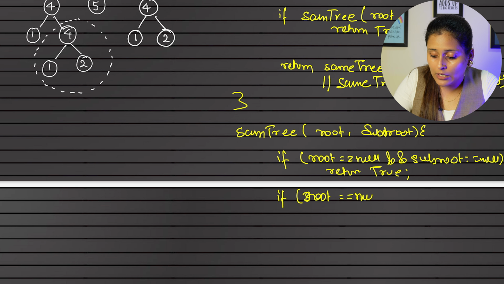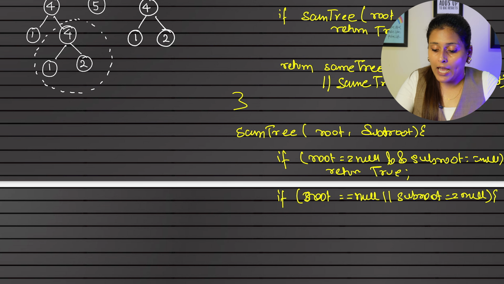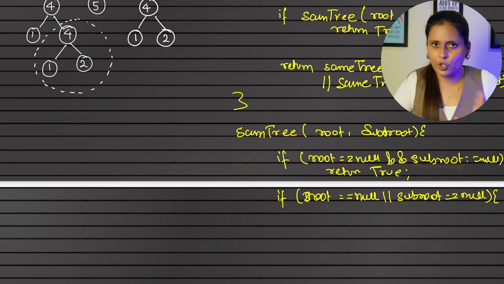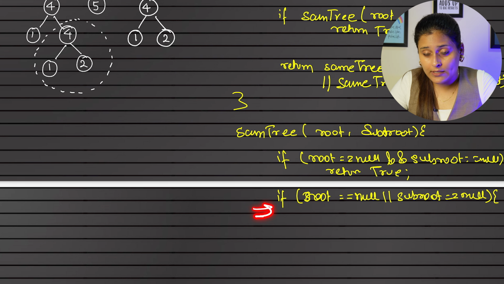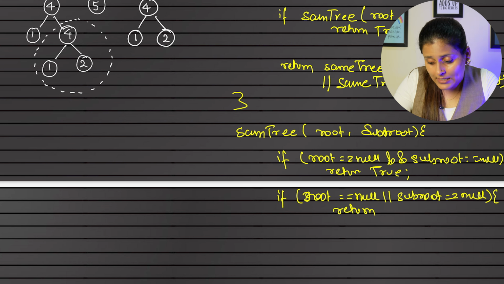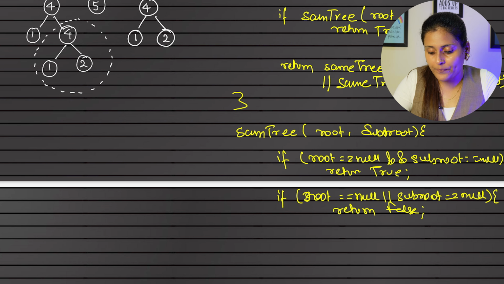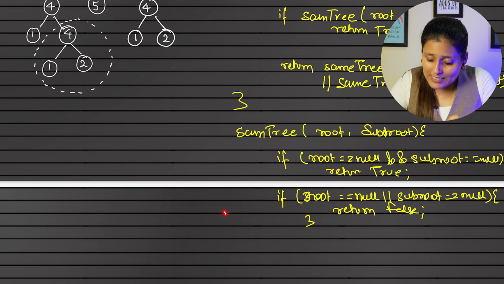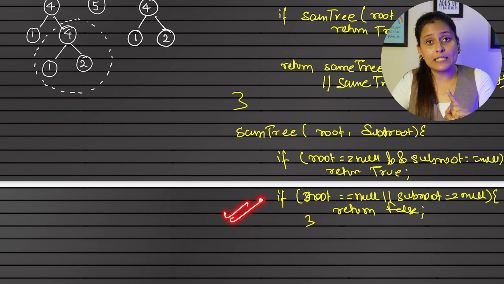Now after this we will write what if any one is null. So if root is null or subroot is null. Why are we checking this? Because after checking that both are null, it says no, both are not null. Now if this if case runs, it means either root is null or subroot is null. So in that case we have to return false, because it means only one of them exists.